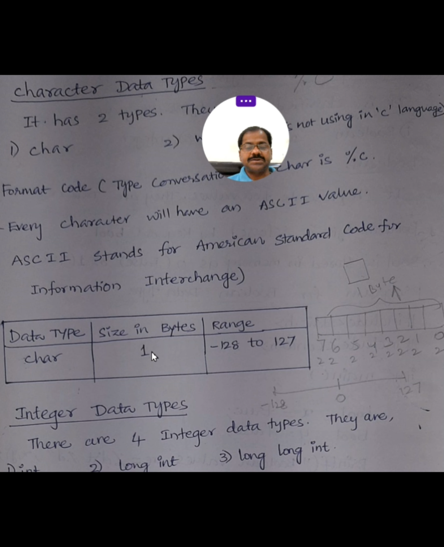Here, the size of the character is 1 byte. 1 byte means, you see here, all these are the bits. How many? 8 bits: bits 0, 1, 2, 3, 4, 5, 6, 7. 8 bits is 1 byte.